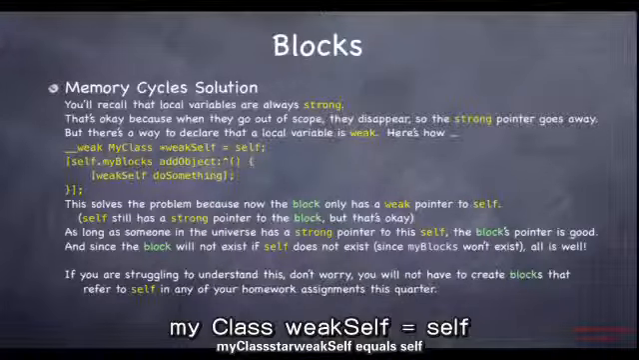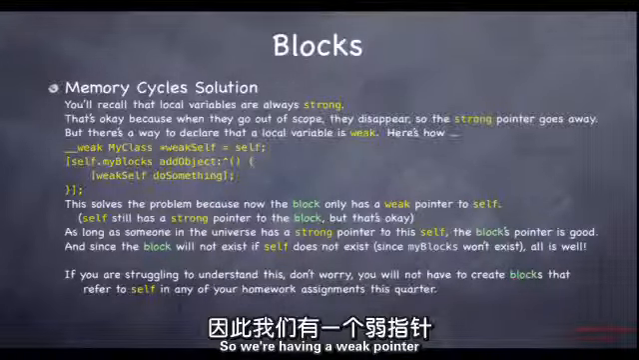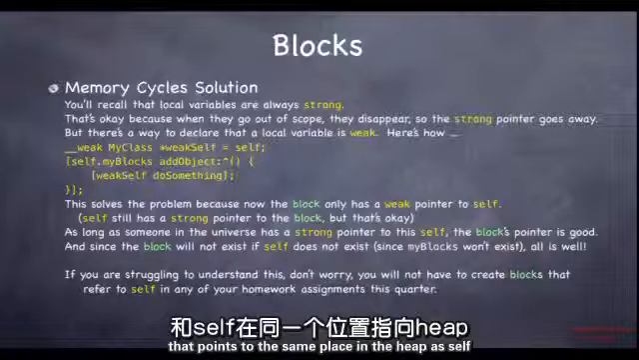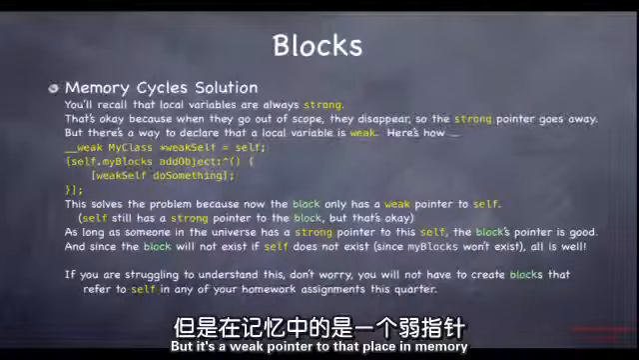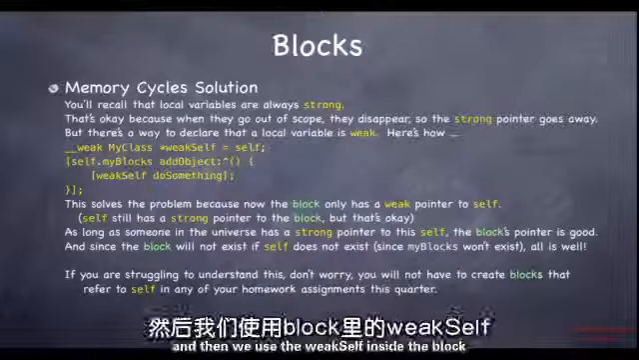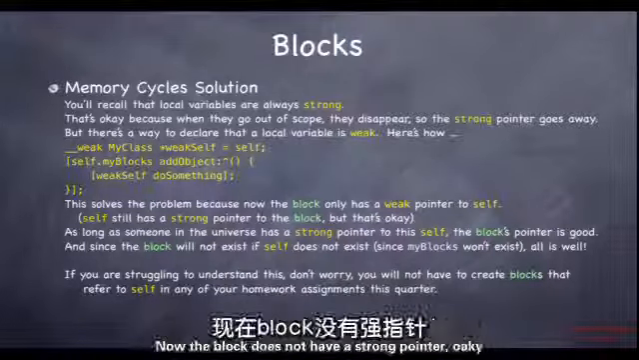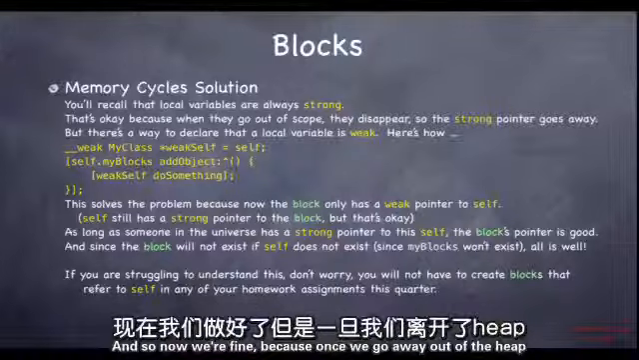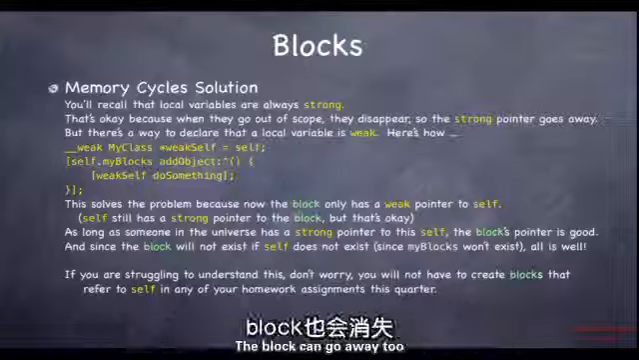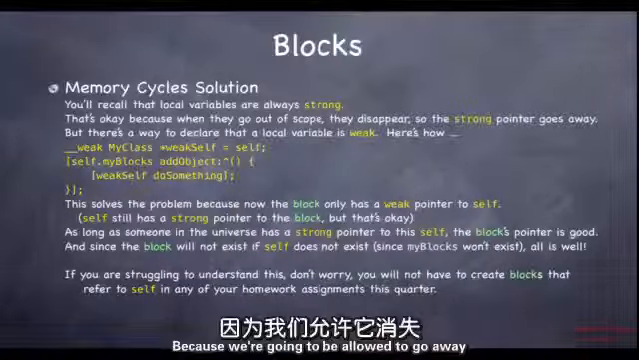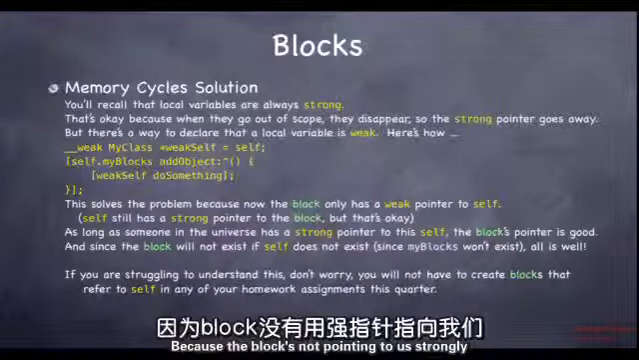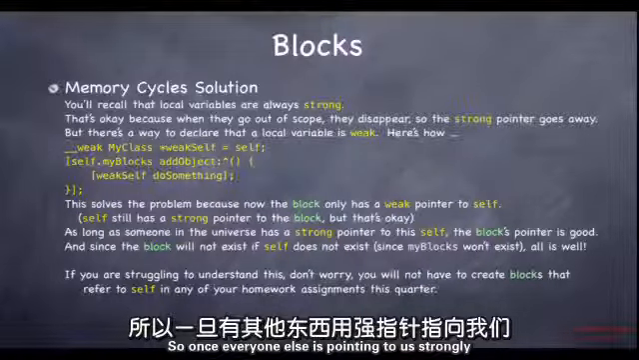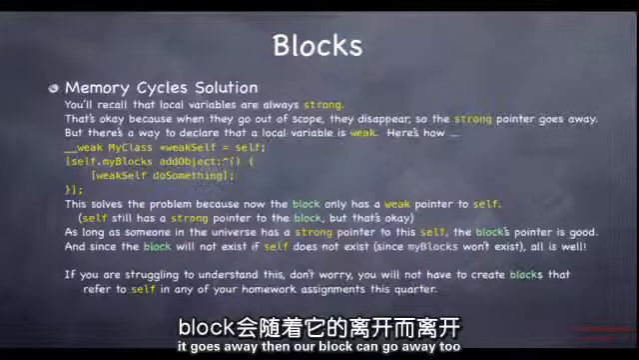My class star weak self equals self. So we're having a weak pointer that points to the same place in the heap as self, but it's a weak pointer to that place in memory. And then we use the weak self inside the block. Now the block does not have a strong pointer to self. It has this weak pointer. Make sense? And so now we're fine, because once we go away out of the heap, the block can go away too, because we're allowed to go away since the block's not pointing to us strongly. So once everyone else who's pointing to us strongly goes away, then our block can go away too.